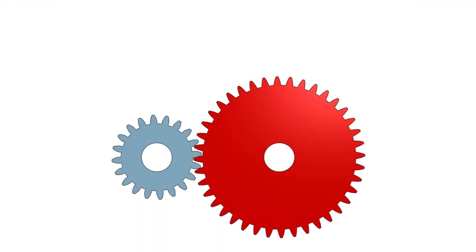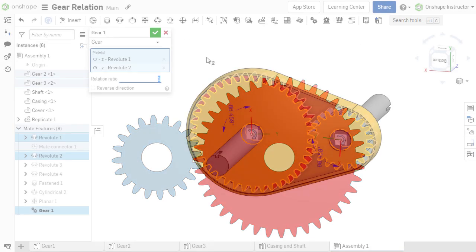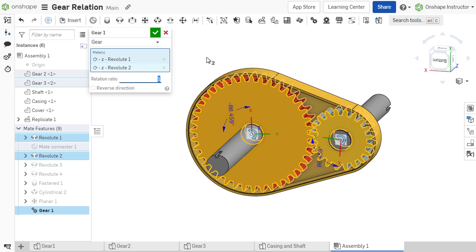The gear ratio for tooth gears is defined as the number of teeth of the driving or input gear, divided by the number of teeth of the driven or output gear. The ratio can also be reversed by selecting the reverse direction option.